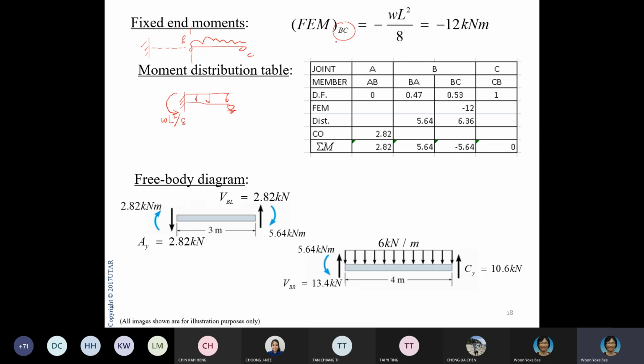Now, if you look at our sign convention, we say that clockwise is positive. Because this one is positive clockwise and this one is anti-clockwise, so we introduce a sign change.